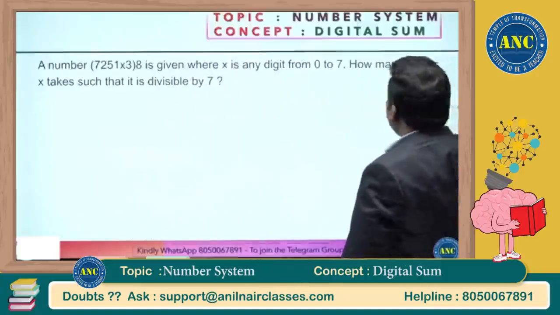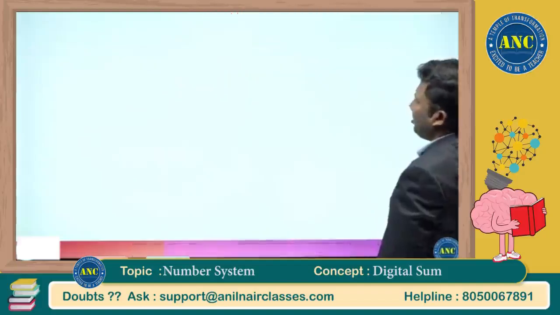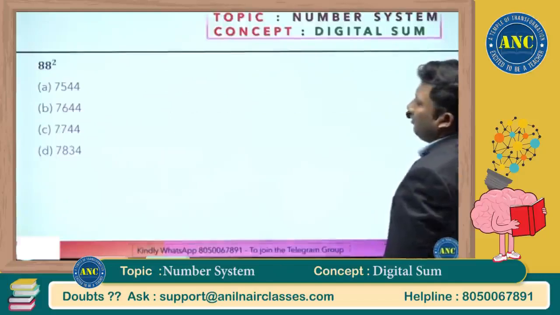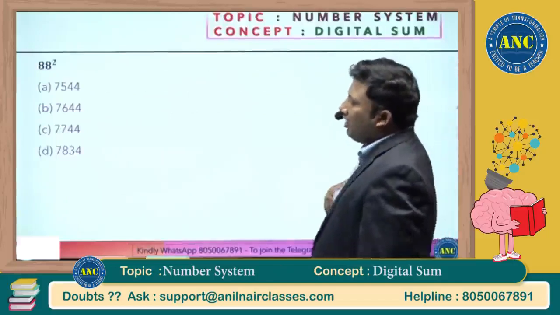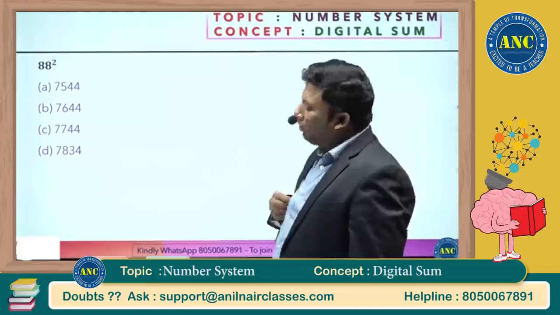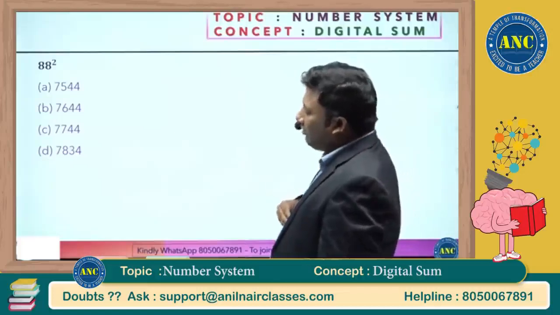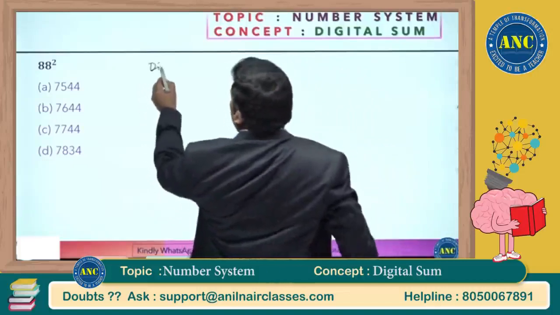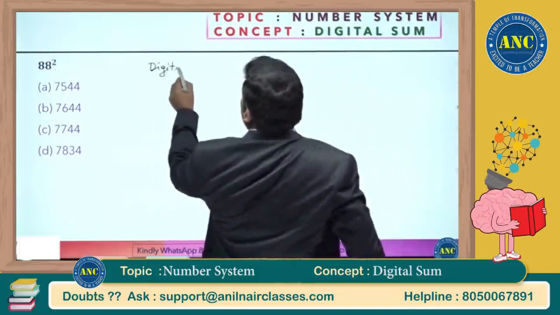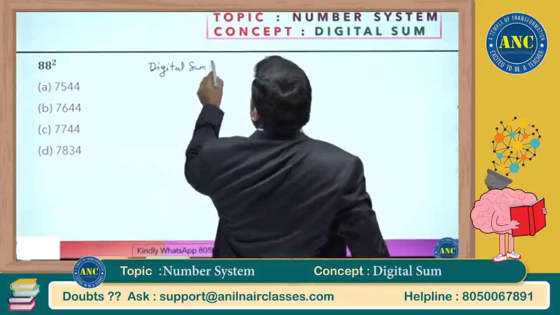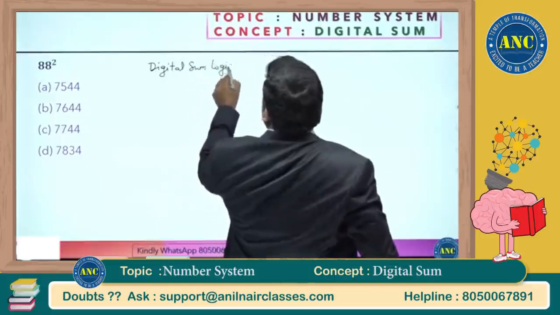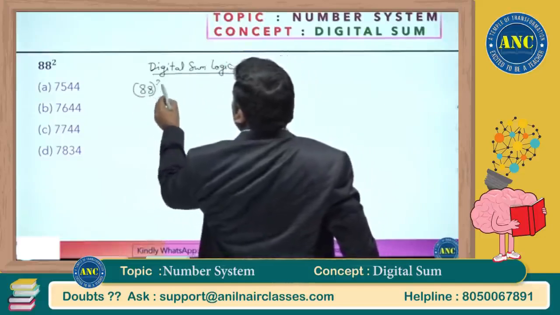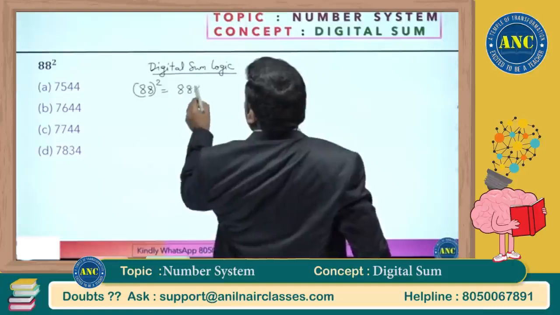First one, I think this we also discussed, base system. First one: 88 whole square is equivalent to 7544, 7644, 7744, 7834. Now see here. Suppose I apply, can I use digital sum here? Definitely I can use. Why? Because the question contains digits. 88 square is 88 into 88.